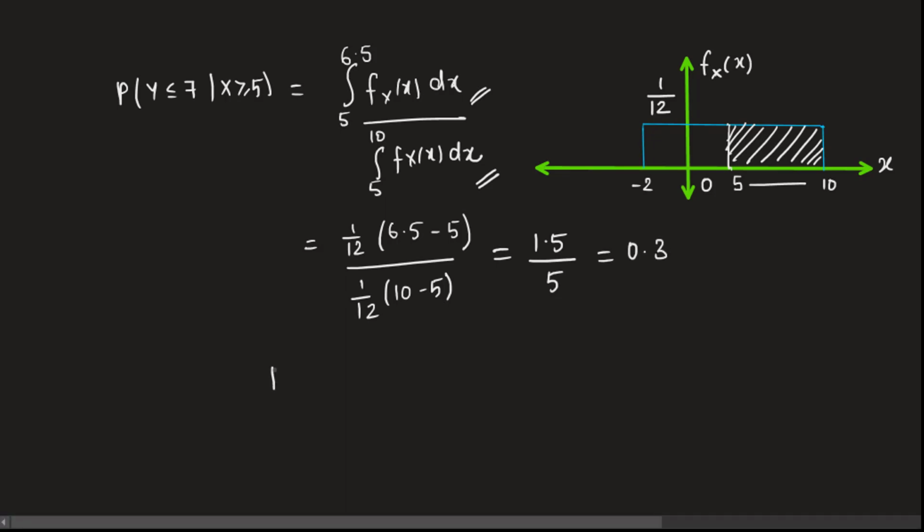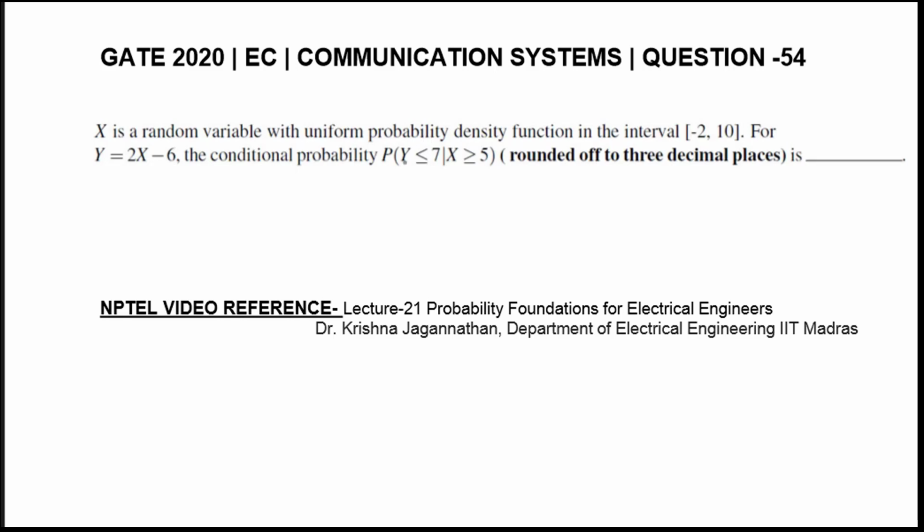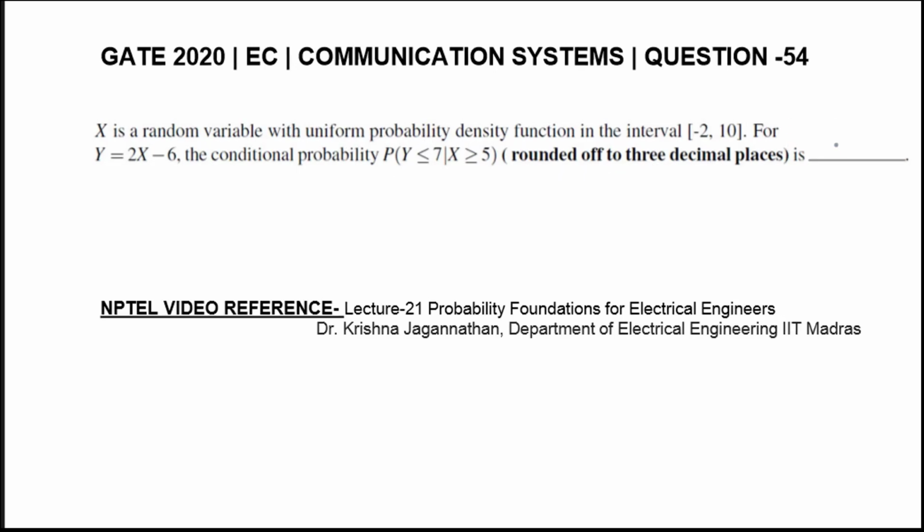So the required probability that random variable y is less than or equal to 7 given the condition that random variable x is greater than or equal to 5 is 0.3. So the final answer to this question, rounded off to 3 decimal places, is 0.3.